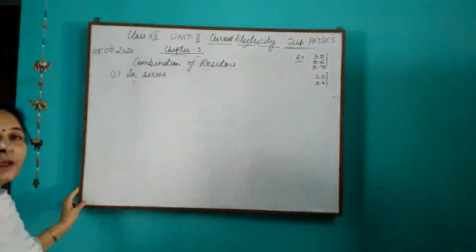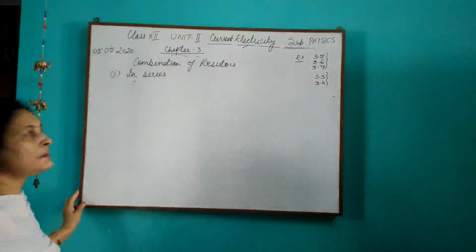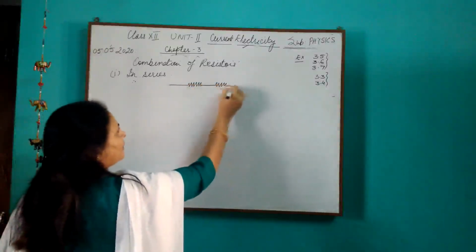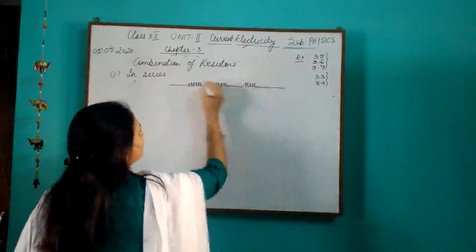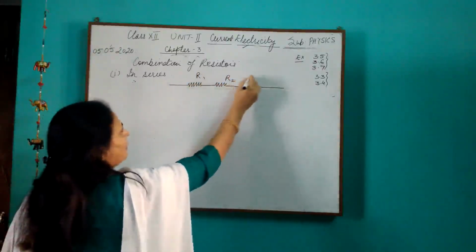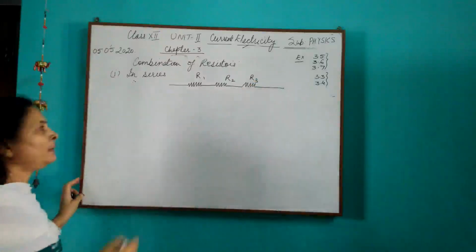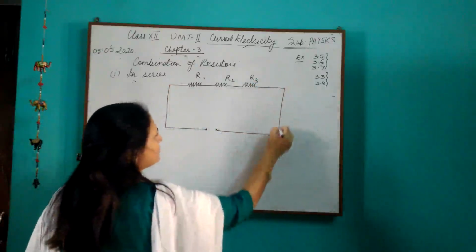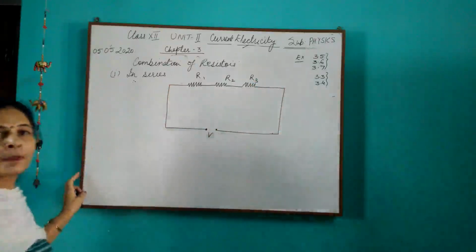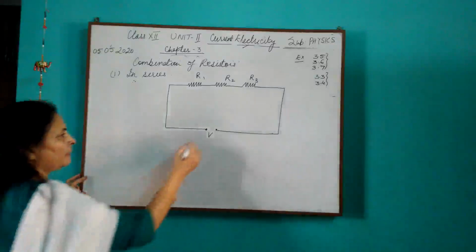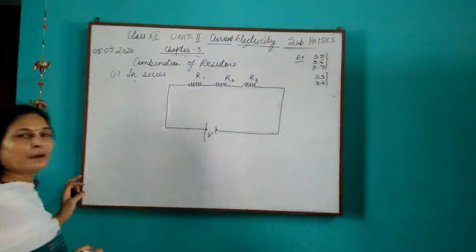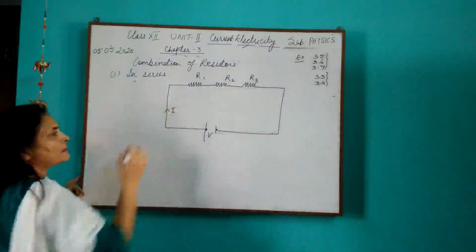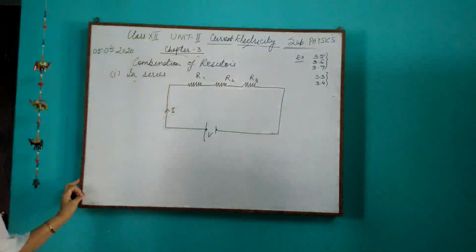So we'll now consider, say, 3 resistors, R1, R2 and R3 across a potential difference, say V. We can have a source of current. So current will flow in the circuit from the positive to the negative terminal.